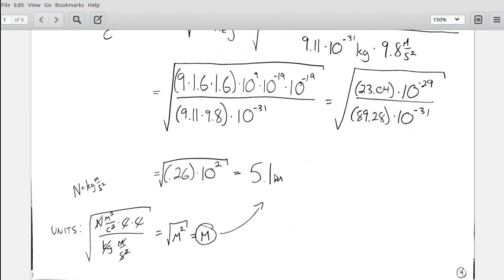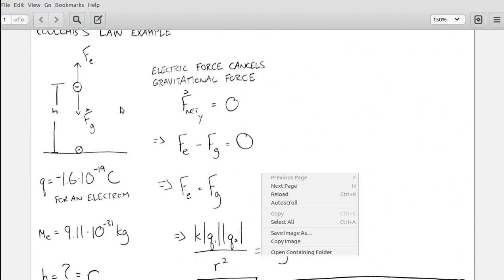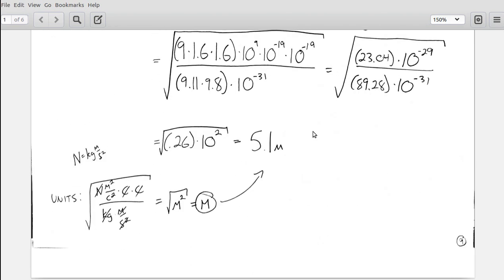So when I calculate this, I get a distance of 5.1 meters, right? So the top electron is 5.1 meters above the bottom electron. So how do I know I'm in meters?